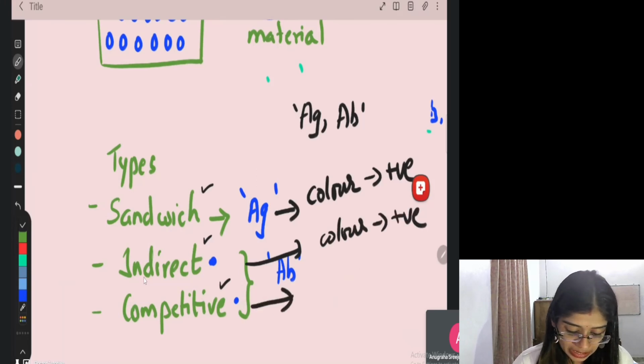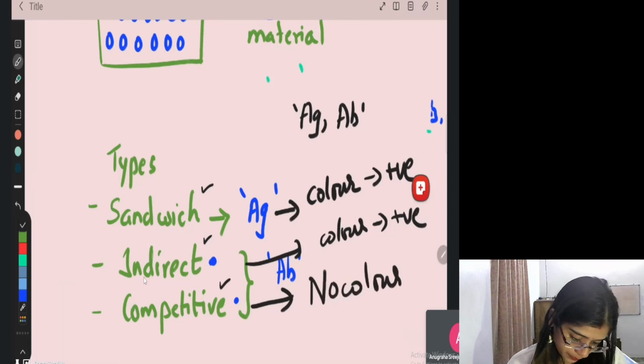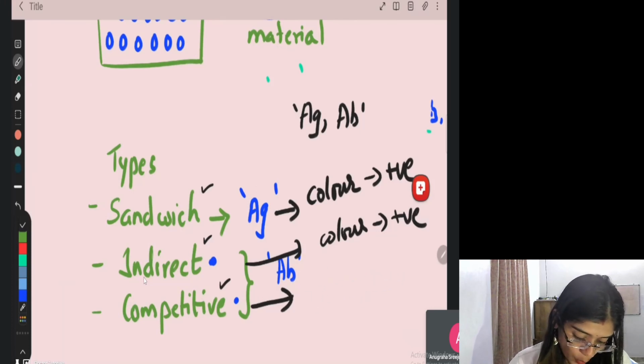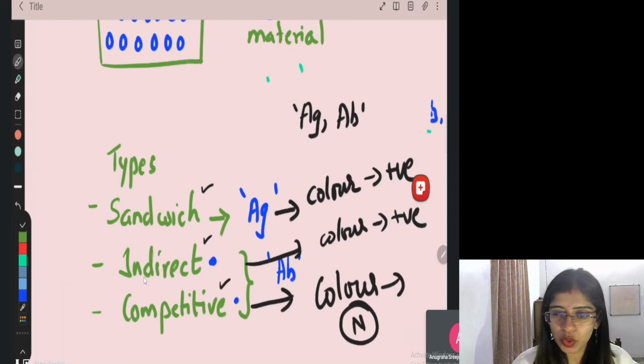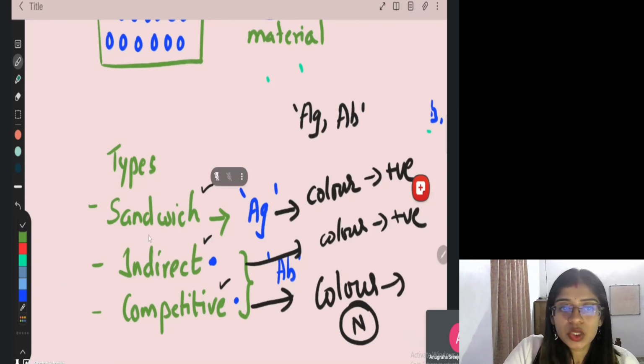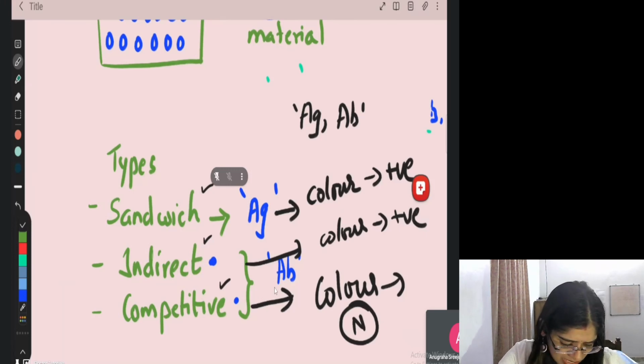In competitive ELISA, just learn it like this, it'll be easy: if color is produced, then it is a normal patient. If you didn't understand, just mark this up. So in competitive alone, if the color is produced, it is a normal patient. That's all, guys.